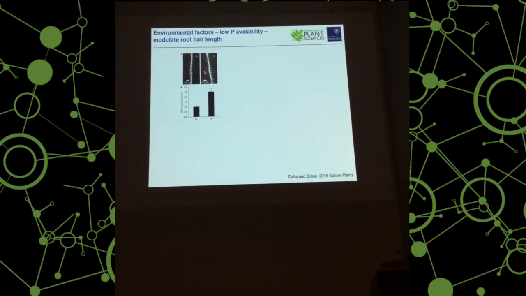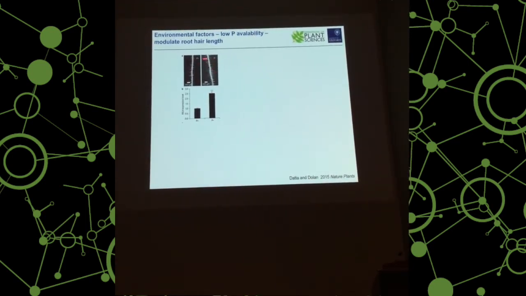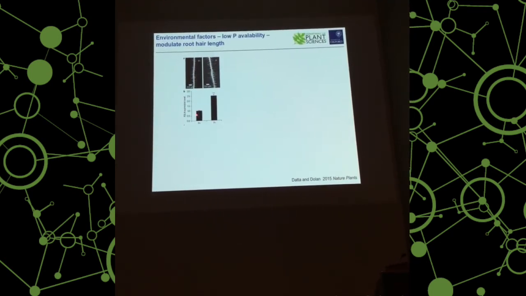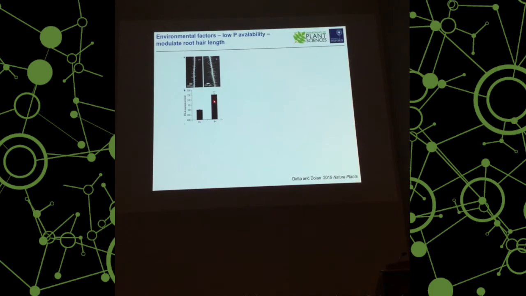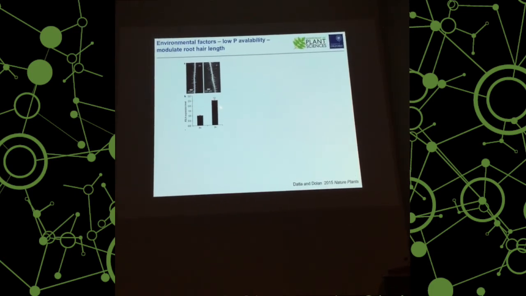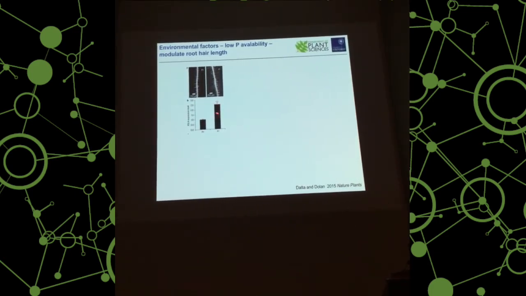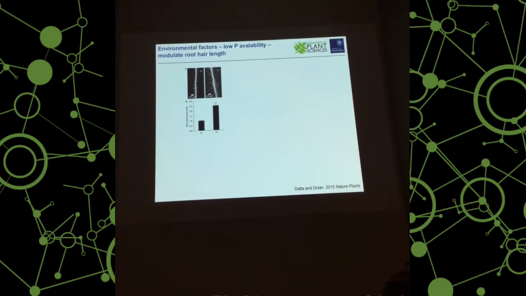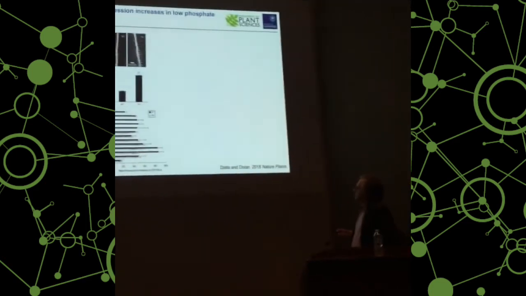Here's wild-type plants growing with not so much phosphate, and you can see that these hairs are much longer than these hairs. Okay, and it turns out that the levels of RSL4 expression are much higher in low phosphate than in high phosphate. So the low phosphate is increasing transcription. Okay, so that's steady-state mRNA levels, but we really wanted to look at the protein levels.